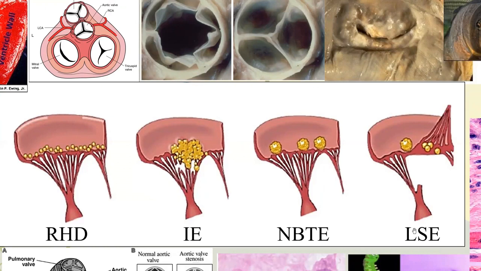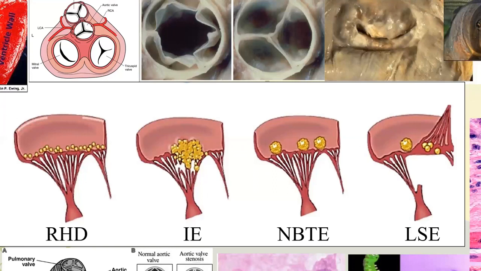The next one is Libman-Sacks endocarditis. If you put it the other way around, it is SLE. So SLE, all of us know, and Libman-Sacks endocarditis occurs in SLE. Here the vegetations are variable in size. Again, 2 to 3 millimeters to 5 to 6 millimeters, found on either side of the valve leaflet. But in both of these conditions, not much destruction of the valve leaflet is seen.